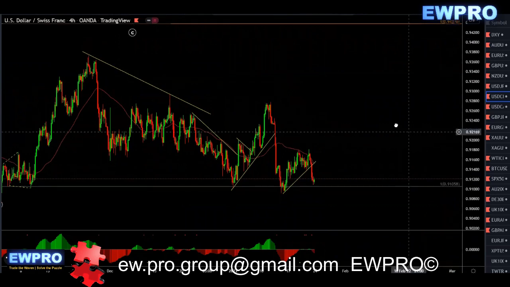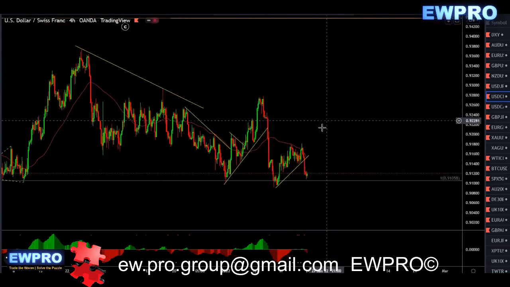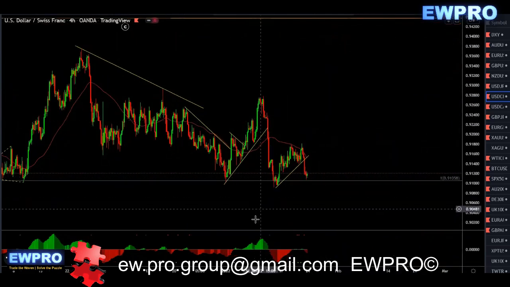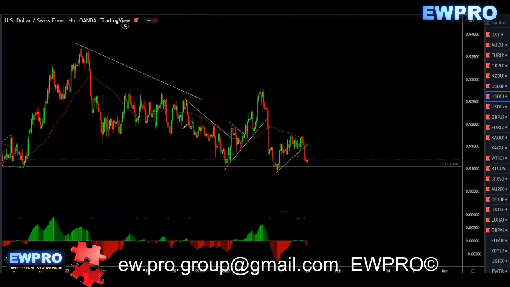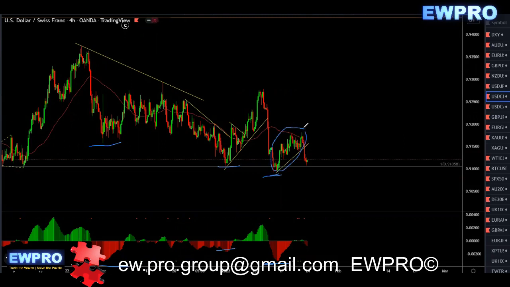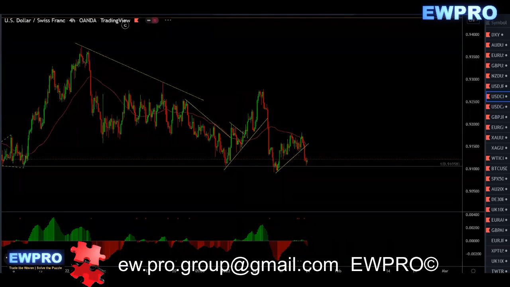On the H4, we do have bullish divergence between this low and this low, but between this low and this low, we don't have any bullish divergence. This was looking very corrective, and we got a sell on this. Go down to the H1.